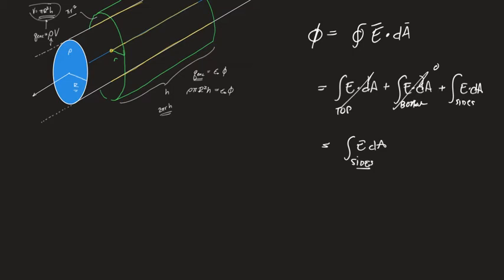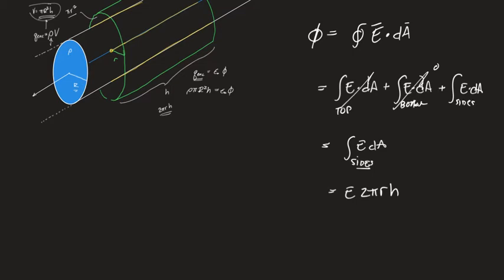All right, so believe it or not, we're near the end of this, so I don't think I have much more to do here. E is going to be constant everywhere around the outside of that cylinder because it's equidistant from the center. And dA is just going to be the surface area of the side of the can, of the Gaussian surface. So the surface area of the side of a cylinder is just going to be 2 pi little r times h.